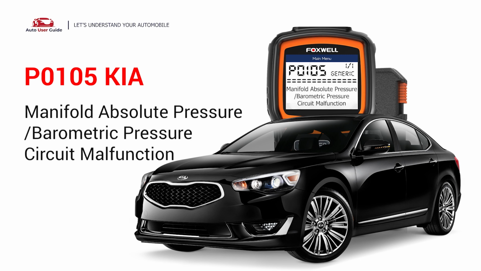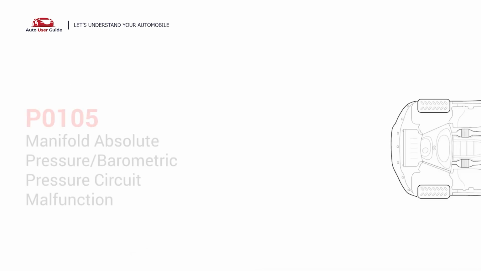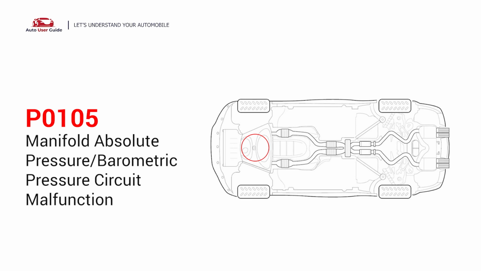This repair video for the P0105 error code is specifically tailored for Kia drivers. If your Kia is showing up P0105 code, this is for you. It indicates a malfunction in the MAP or baro sensor circuit, indicating a problem with the sensor itself, its wiring or related vacuum lines. Under this circumstance, stop driving and repair your vehicle immediately.